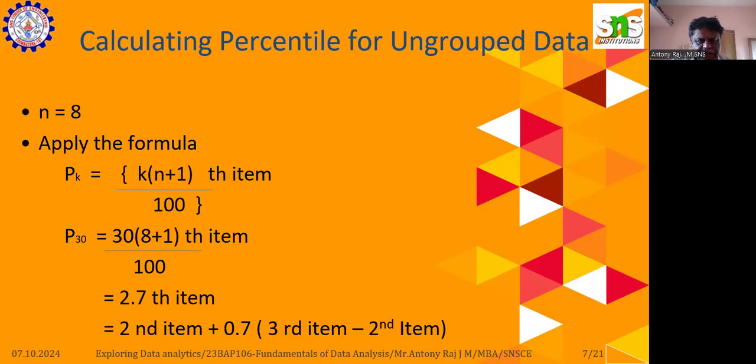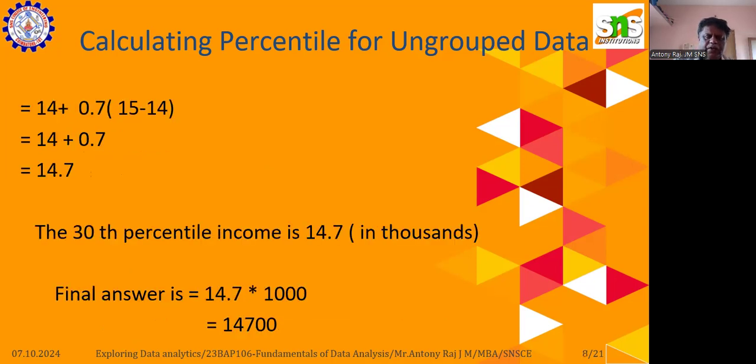So this is split like this. Second item value plus 0.7 into (third item minus second item value). From the data set, 14 plus 0.7 into (15 minus 14). So 14.7. So the 30th percentile income is 14.7 in thousands. Multiply with 1,000, you get 14,700. So this is the 30th percentile income. This is how we do the calculations for percentiles for ungrouped data. By this, we can find out any percentile values. So what is the cutoff value for that particular percentile? We can easily find out.